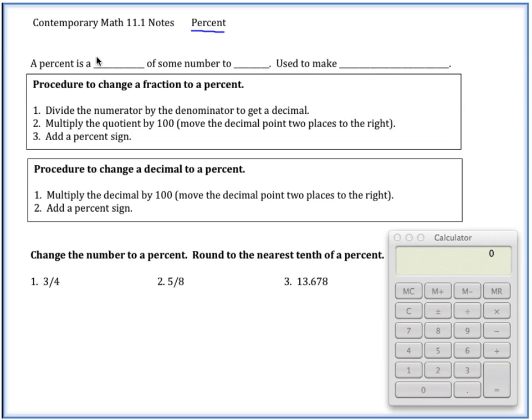So a percent is a ratio of some number to 100. The word per means per something, for every one of these to one of these, and the cent means the hundred. So it's a ratio of some number to 100. And we use this to make comparisons. Kind of puts everything on a level playing field. And percents get used a lot in the world of finance.